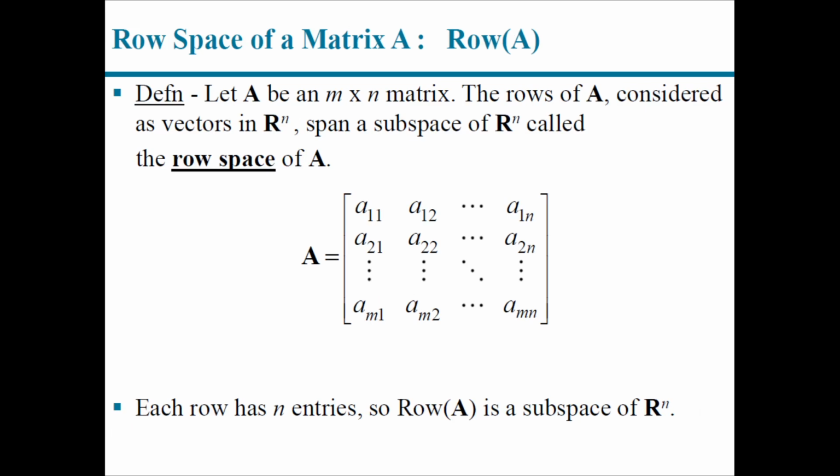Rows can form a linear space also. The row space of A is the linear space that you get from all linear combinations of the rows of the matrix A. You see every row has n entries, so row A is a subspace of Rn.